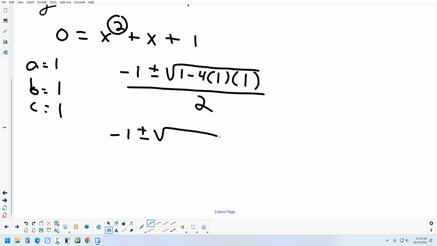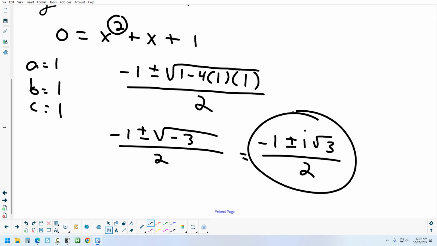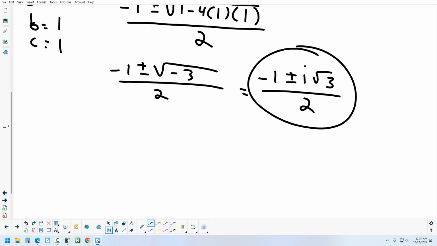Okay. Now, what are we going to get under that square root? 1 minus 4 is what? Negative 3. We have to clean that up a little bit, and this is where we talked about square roots of negatives. What is the square root of negative 3? i square root of 3. So that way is perfectly fine to leave your final answer. If they ask you to write it in standard form, then no, that way is not fine.